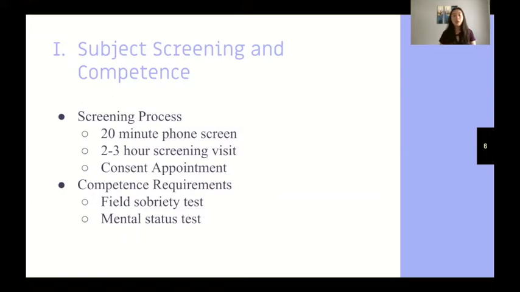A little bit of note on competence: every single time we see a subject in person, we use a field sobriety test and a mental status test to ensure that they are in the right state of mind to give us the most accurate data, as a lot of this data is self-reported, and that participating in the study for the day will not cause them any safety issues.